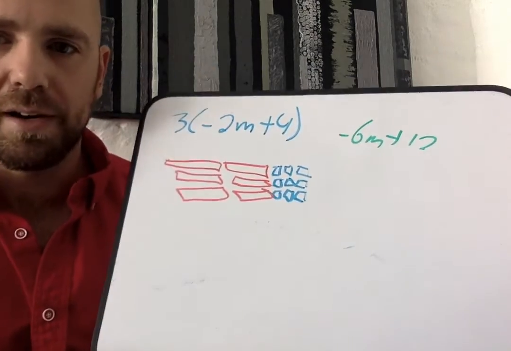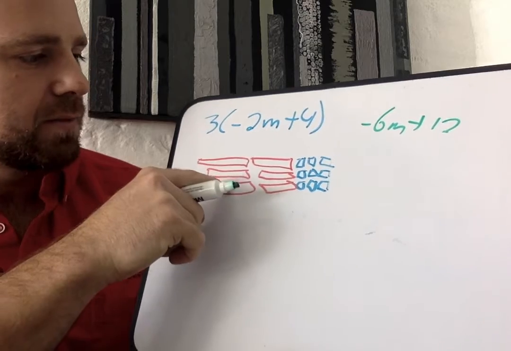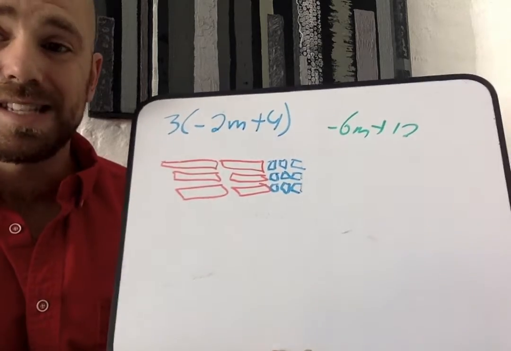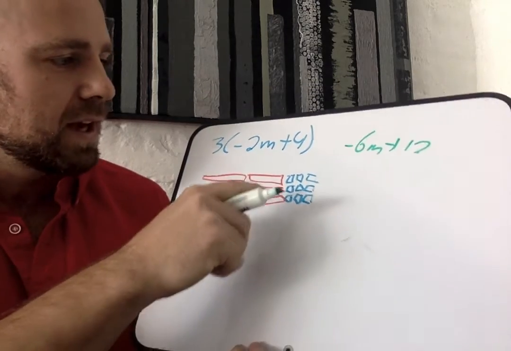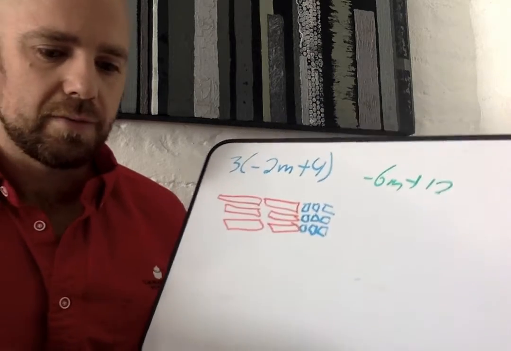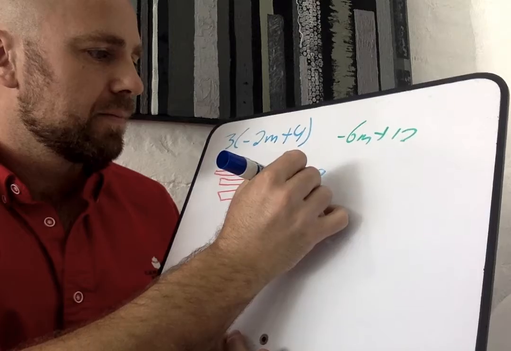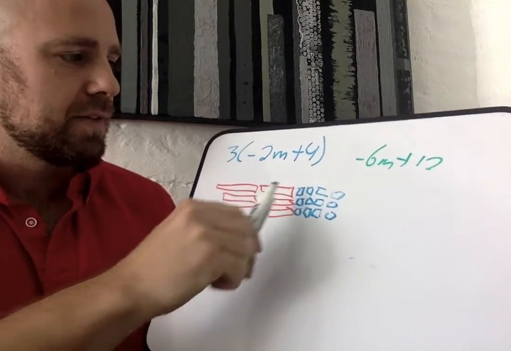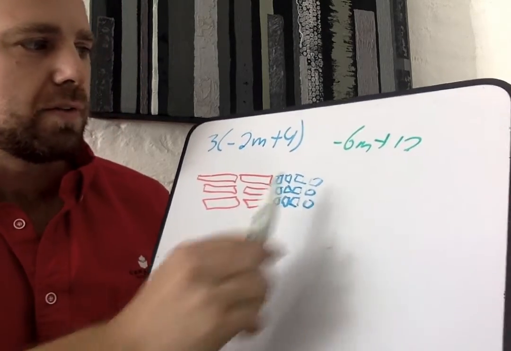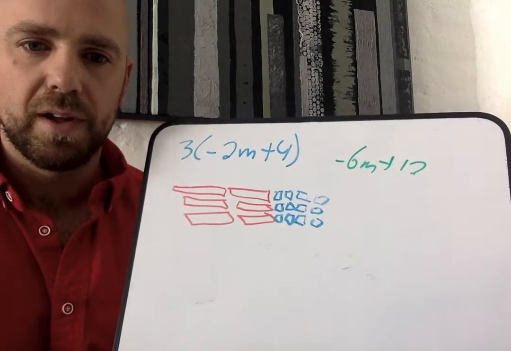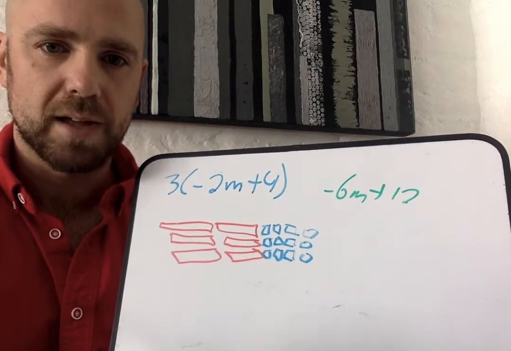So let's look at my total area. What do I have? I have 1, 2, 3, 4, 5, 6 negative 6 m's. And then, oh, sorry, I missed one row. This is supposed to be 4. Okay, and then I have 3 by 4, which is 12. So negative 6m plus 12 becomes my answer there.